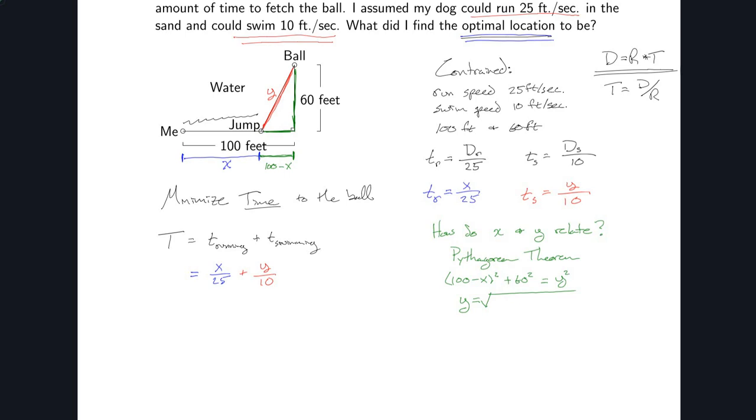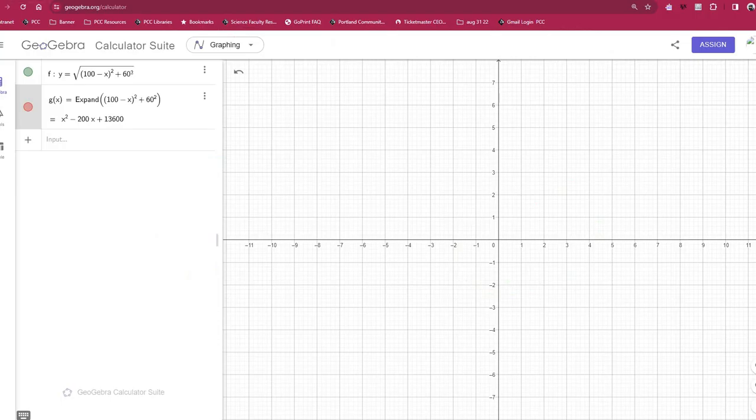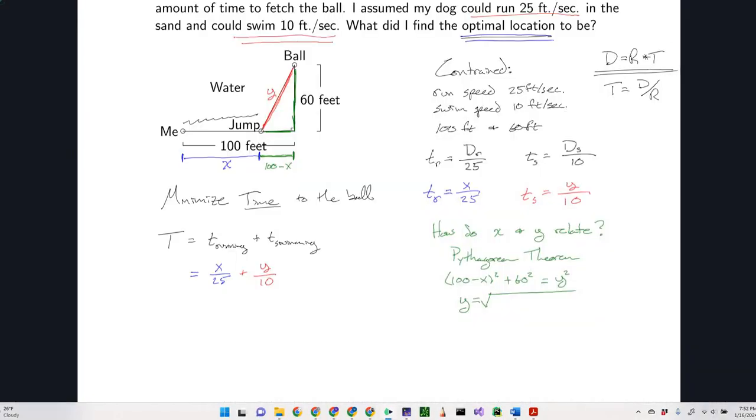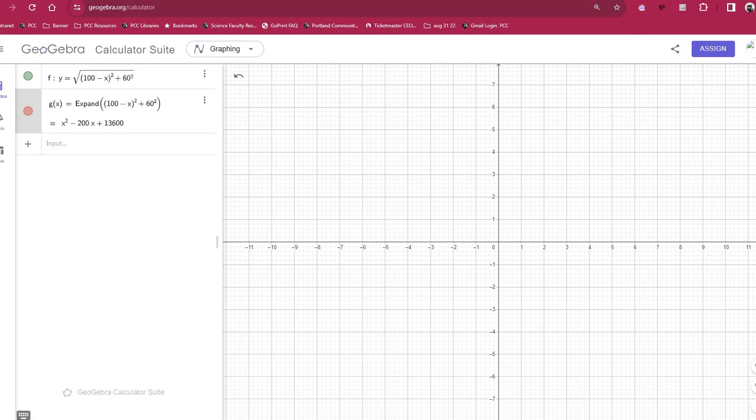simplify this, because I'm going to use a computer whenever possible to work through some of this math. So I'm going to take this and, 1 second to pull this up. Okay, so I just pulled up GeoGebra real quick, and I've got this formulation, but I just want to expand that inside. So that's x squared minus 200x plus 13,600. So let me go back here and I'm just going to rewrite it. x squared minus 200x plus 13,600.